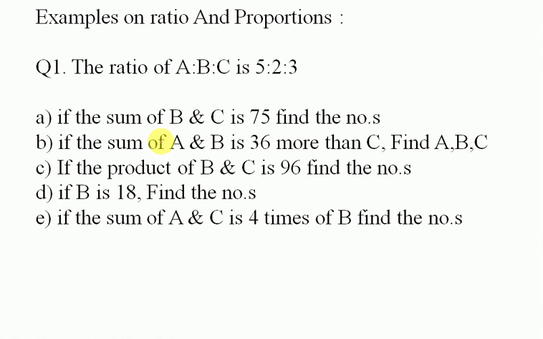Let's look at question number 1. It is a very simple question. First of all, I am discussing the shortest possible way. The question is: the ratio of A, B, C is 5:2:3. If the sum of B and C is 75, find the numbers. Sum of B and C is 75.